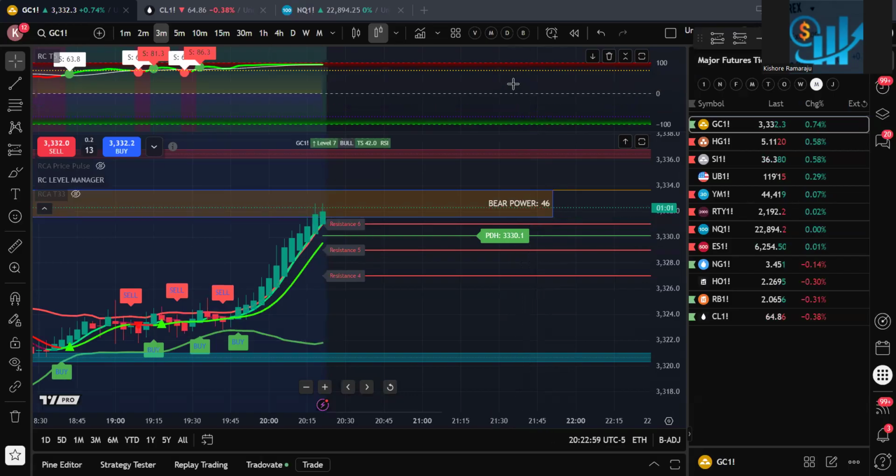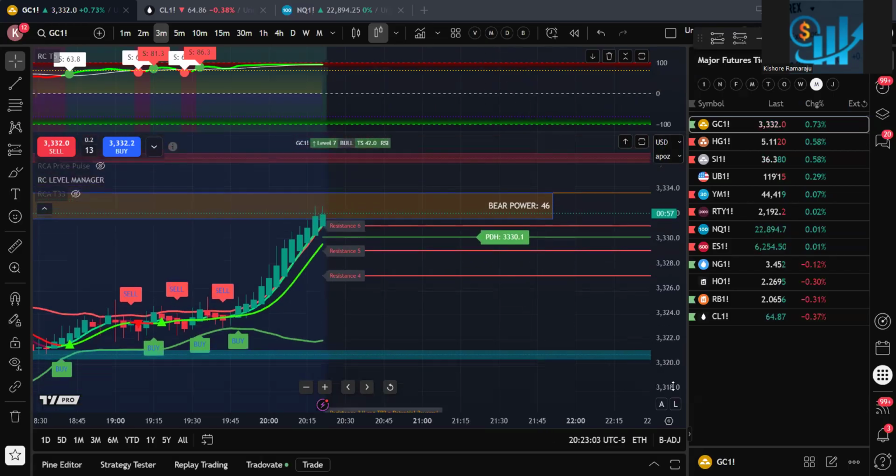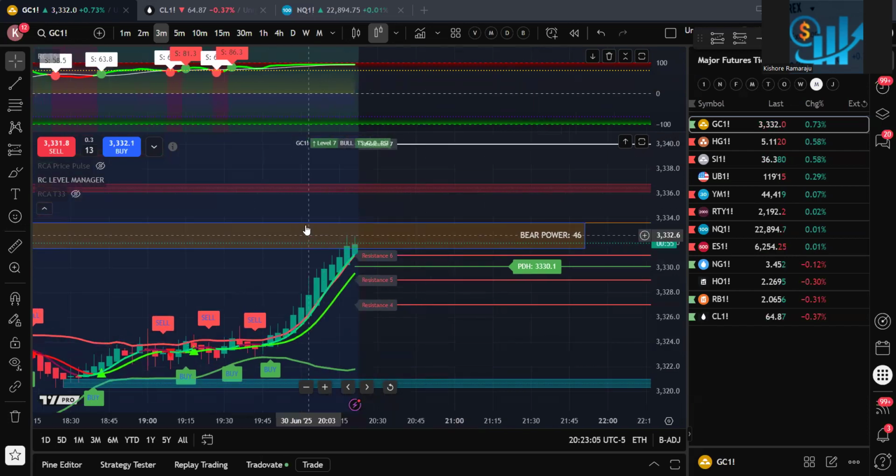We are waiting for the trend to change to bearish to take a sell signal, right? Because we are at a supply zone, we are at a sell zone. We are expecting GC, which already made a big move, to drop.